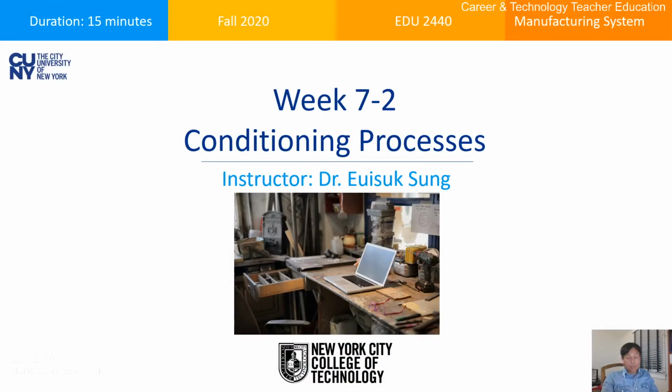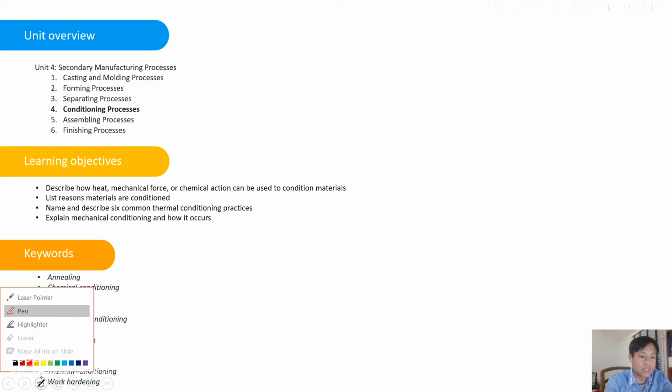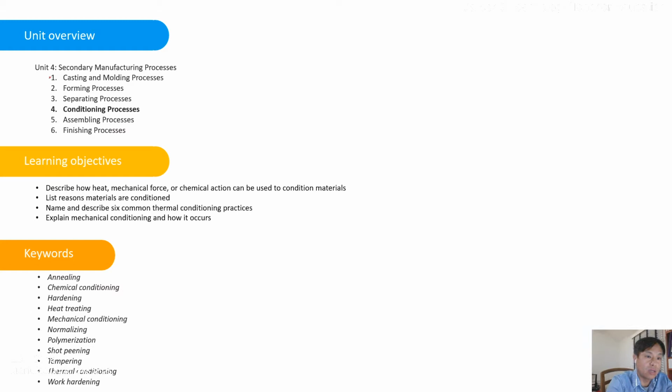All right, so this is the second module. This module is about the conditioning processes. Conditioning processes are the secondary and the post-secondary processes. These are all secondary manufacturing processes. There are six, but the first three are about the actual process, and the later three are about the post process in the secondary process.